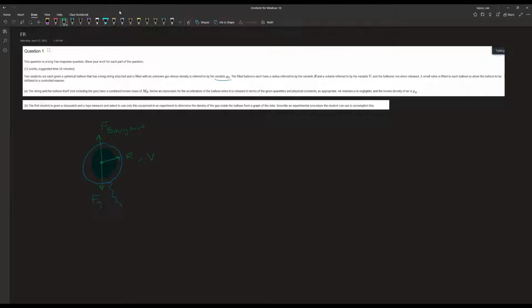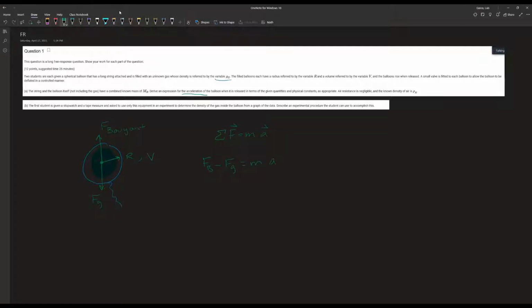And they want us to derive an expression for the acceleration. So we're going to look at Newton's second law, which says the net force on this balloon will equal m times a. Alrighty, so let's go ahead and see here. Well, if we look at this, the buoyant force minus the force due to gravity will give us the mass times the acceleration, but we're going to have to be careful here.